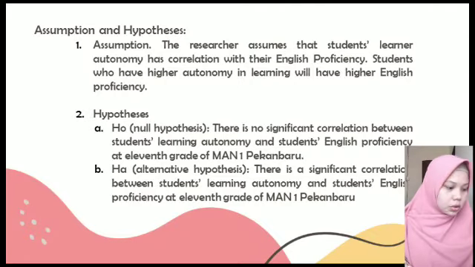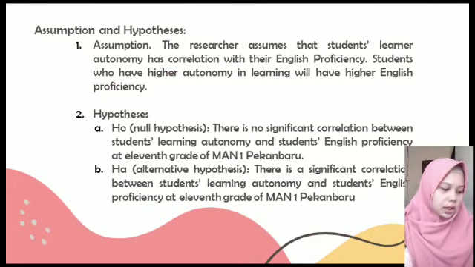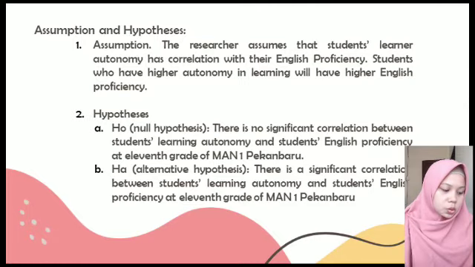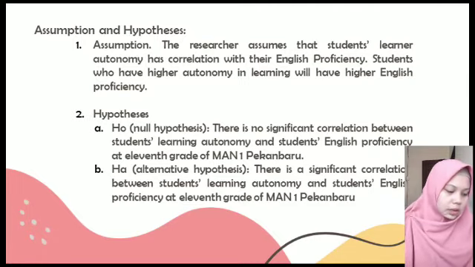The next is assumption and hypothesis. The research assumes that students' learning autonomy has a correlation with English proficiency. The null hypothesis: there is no significant correlation between students' learning autonomy and English proficiency at the 11th grade of 1 Pekanbaru. And the alternative hypothesis: there is a significant correlation between learner autonomy and English proficiency at the 11th grade students of 1 Pekanbaru.